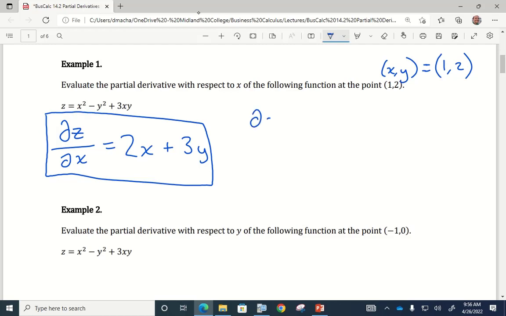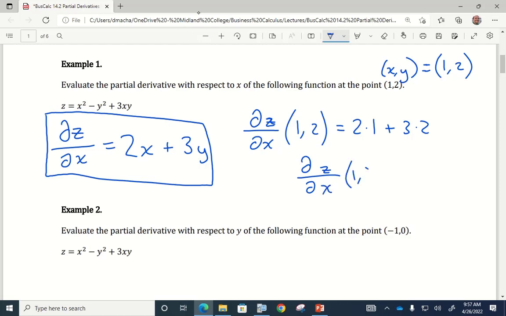Then whenever I evaluate this partial derivative of z with respect to x at the point 1, 2, this is going to be 2 times 1 plus 3 times 2, because I just plug in 1 for x and 2 for y. And so this partial evaluated at 1, 2 is going to be 2 plus 6, that's going to be 8.